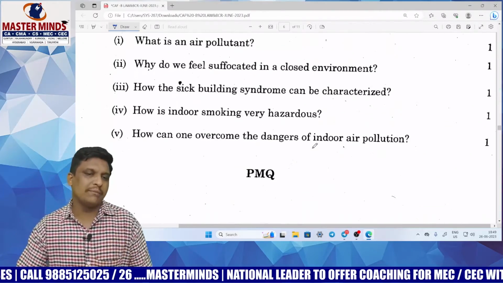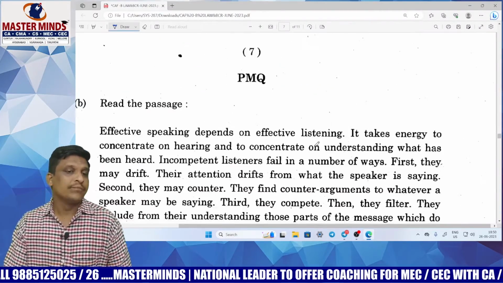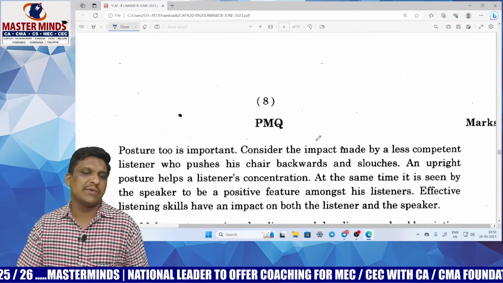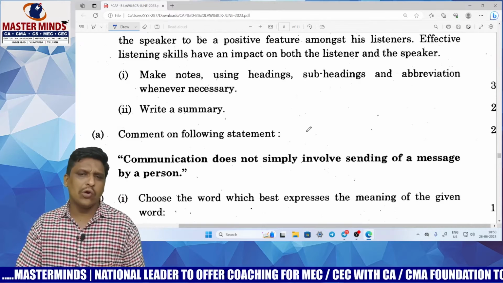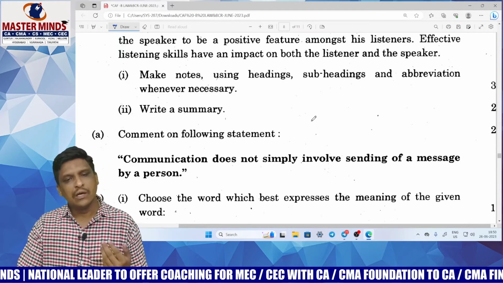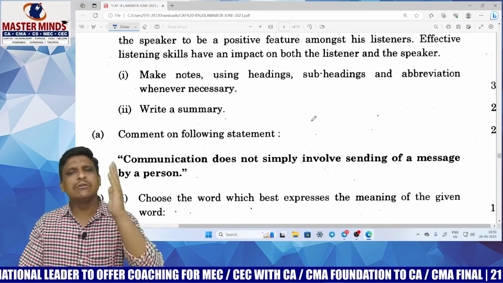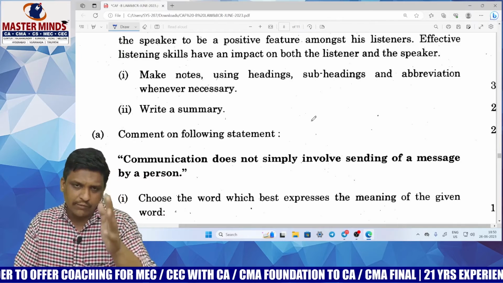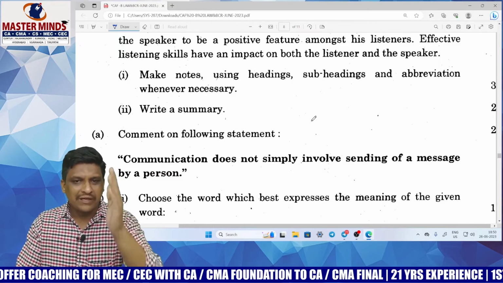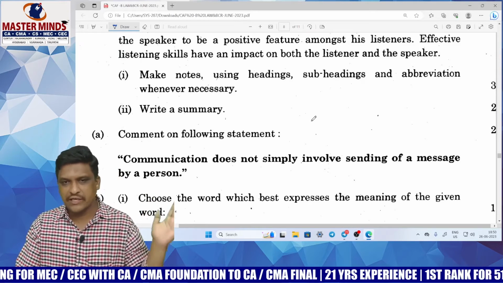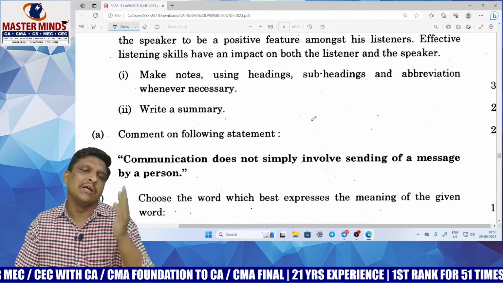Okay, let's move to the B part of the 7th question. Read the passage here, and we need to write note making as well as a summary. As we all know, we need to go with proper headings, subheadings, keywords, and abbreviations. Just stick to the format that we have discussed n number of times in our classes. These are all format-based questions. Just reflect the formats that we have learned in our classes and put everything as it is into your papers.